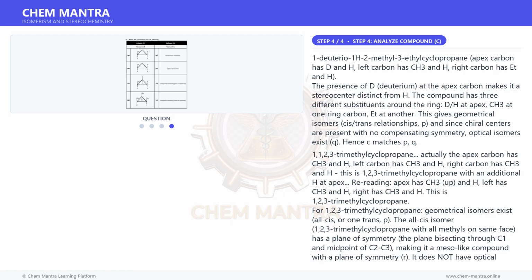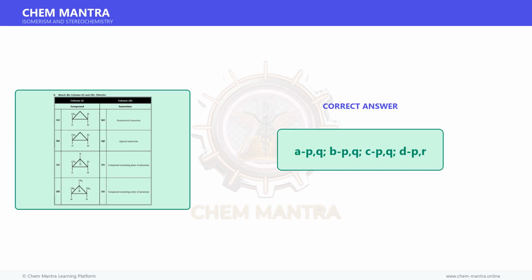None of these cyclopropane compounds have a center of inversion, centrosymmetry, so S is not matched by any. A: P, geometrical isomerism; Q, optical isomerism. B: P, geometrical isomerism; Q, optical isomerism. C: P, geometrical isomerism; Q, optical isomerism. D: P, geometrical isomerism; R, contains plane of symmetry, the all-cis isomer is achiral. Therefore, the correct answer is A-P,Q; B-P,Q; C-P,Q; D-P,R. The correct answer is shown on screen.